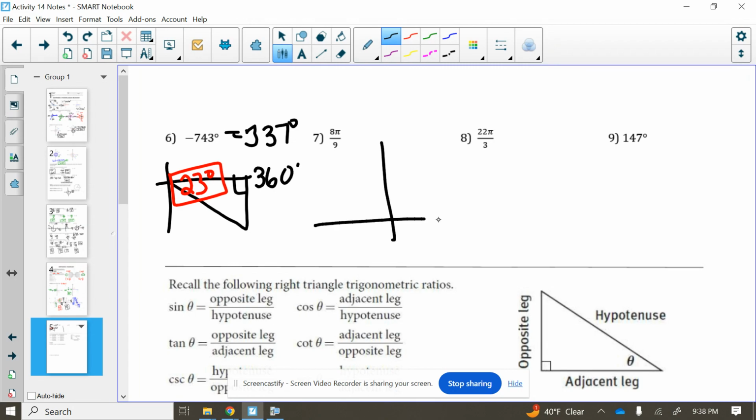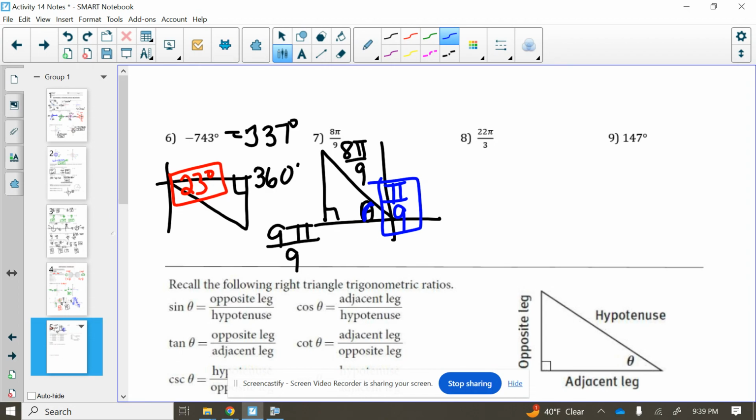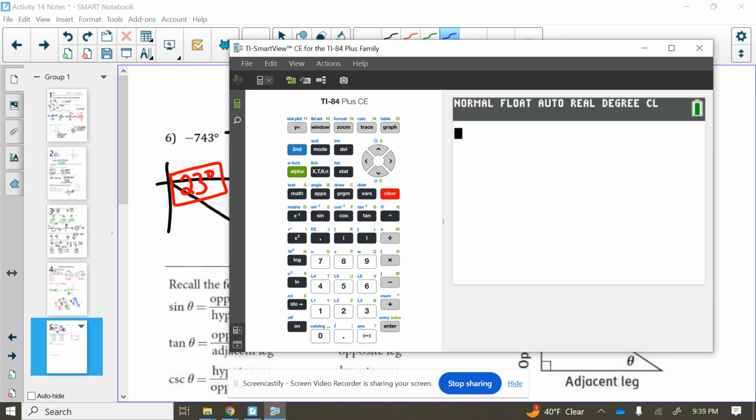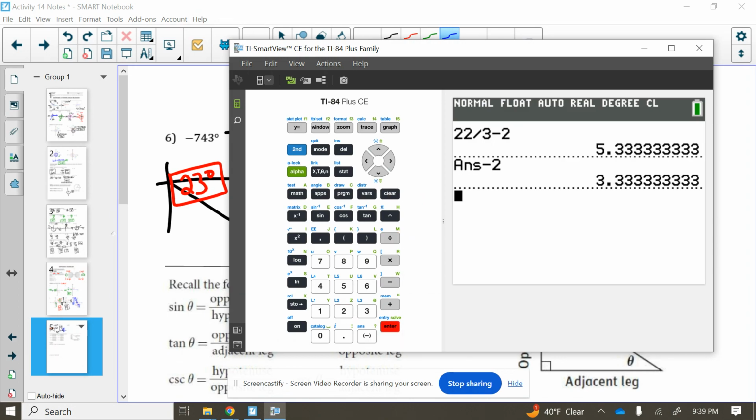8 pi over 9 is a quadrant 2 value. And if we are at 8 pi over 9, our closest x-axis value is going to be pi, or in this case with the denominator of 9, 9 pi over 9. And to get from 8 pi over 9 to 9 pi over 9, we would need 1 more pi over 9. That is the measure of our reference angle. 22 pi over 3 then, if we convert this back, again, I'm going to shrink this down to be between 0 and 2 pi.